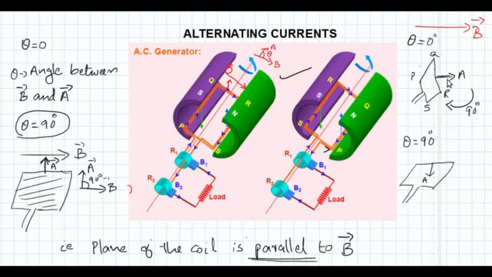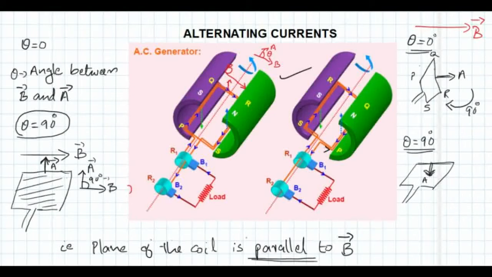Previously this area vector was parallel to B. Now when we turn the coil through 90 degree, this area vector will come down. That means this is the case of 90 degree. Now you can see that with respect to the direction of B, A is perpendicular to B, or theta is equal to 90 degree.